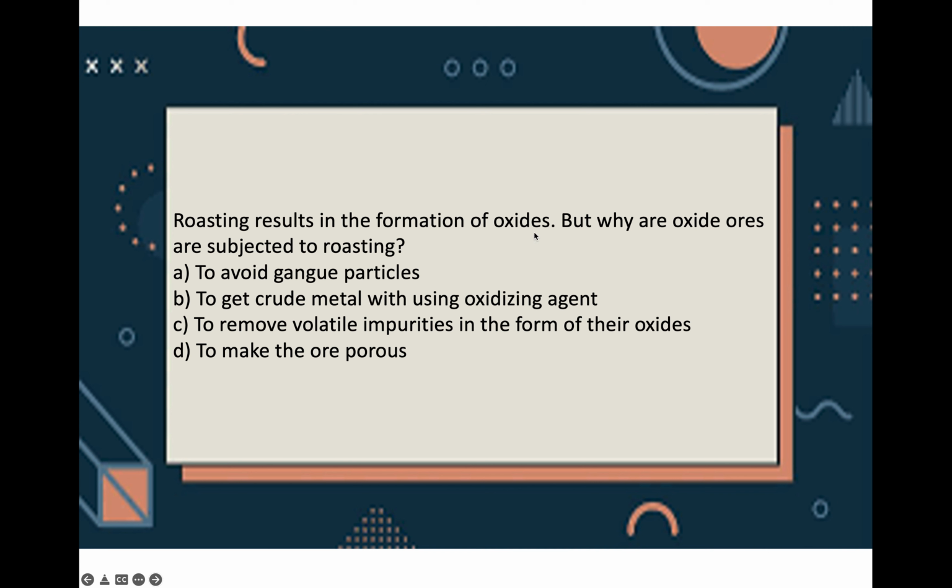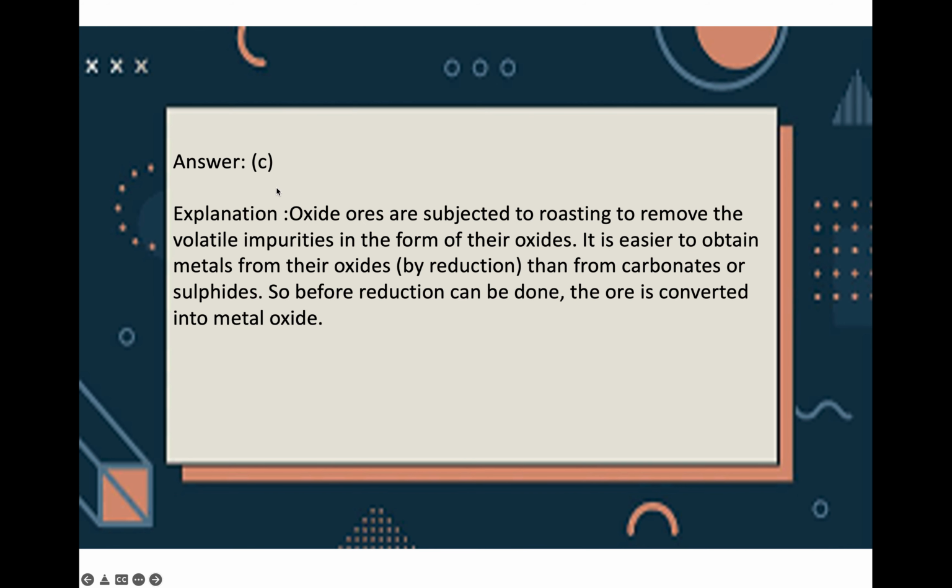Roasting results in the formation of oxides, but why are oxide ores subjected to roasting? So why? To avoid gangue particles, to get crude metal using an oxidizing agent, to remove volatile impurities in the form of their oxides, or to make the ore porous. So what is the correct option? It is C, that is to remove volatile impurities in the form of their oxides. So oxide ores are subjected to roasting to remove the volatile impurities which are present in the form of their oxides. So it's easier to obtain metals from their oxides. We have already seen it by reduction than from carbonates or sulfates.